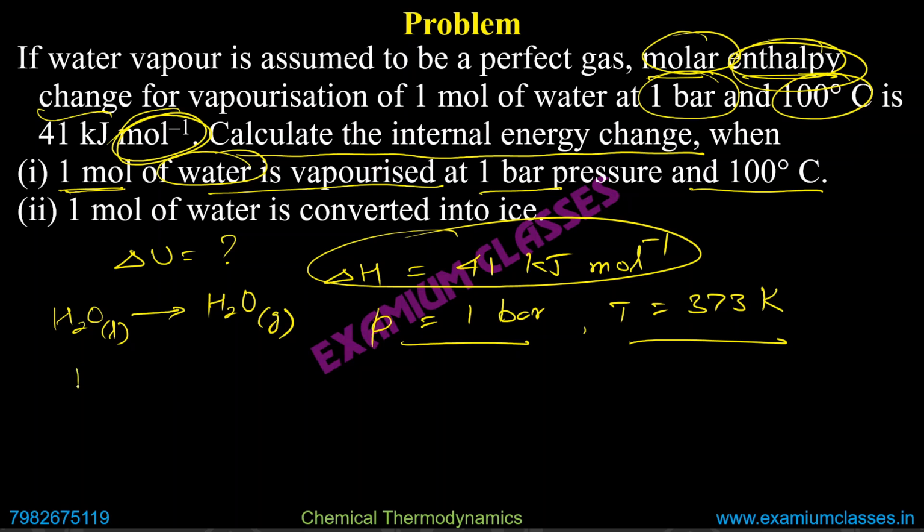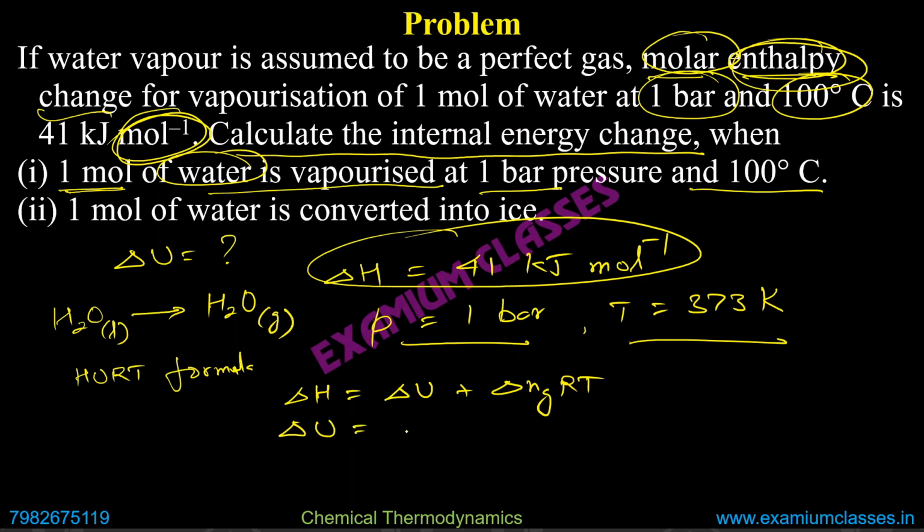You will apply the formula. You will not write it in the exam, I am writing it just to make you understand so that you can recall. Using the formula delta H equals delta U plus delta NgRT, delta U will be delta H minus delta NgRT. Delta H is given as 41.